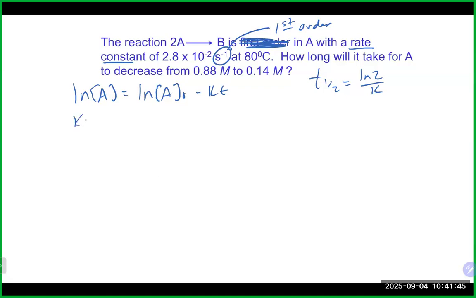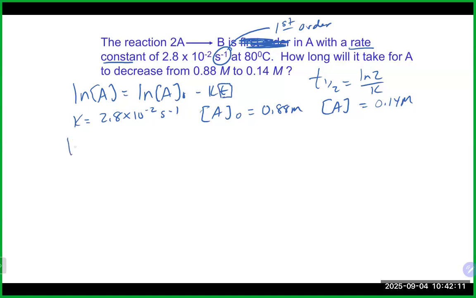So we obviously have K given to us, which is 2.8 times 10 to the minus 2 reciprocal seconds. We have the initial concentration of 0.88 molar. We have our final concentration there of 0.14 molar. So we really do have everything we need to solve for time, which is what we're looking for. So that's going to give us the natural log of 0.14 equals the natural log of 0.88 minus our 2.8 times 10 to the minus 2 reciprocal seconds, and that equals our time.